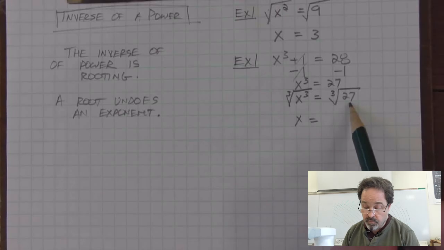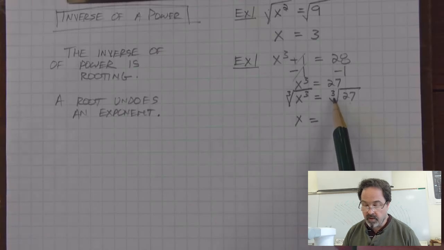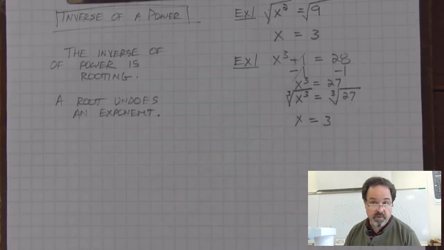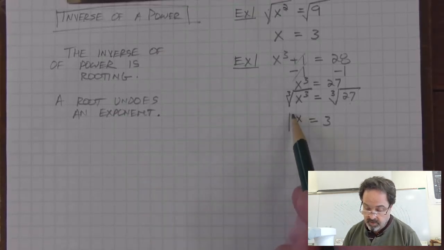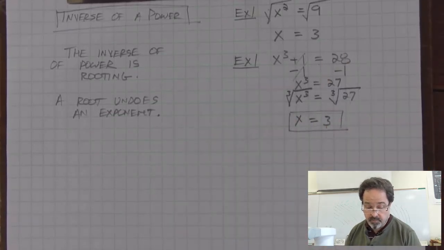And the cube root of 27, I need to evaluate. You could use a calculator. What I'm looking for is a number times itself again equals 27. That's 3. 3 times 3 is 9, times 3 again is 27. x has been solved for. 3 is the solution to the original equation.